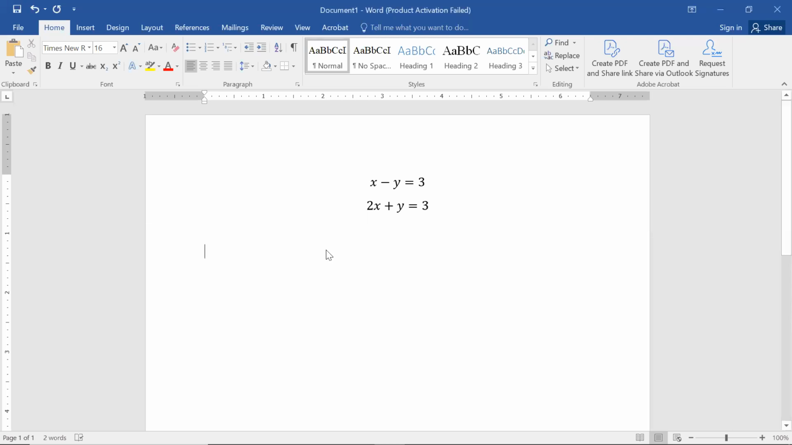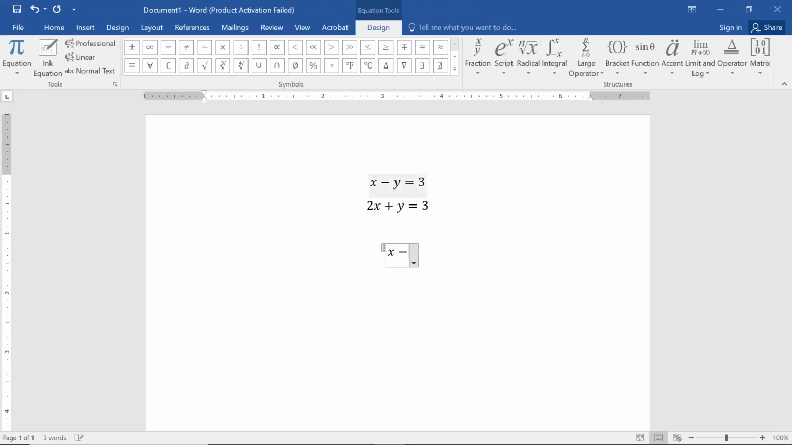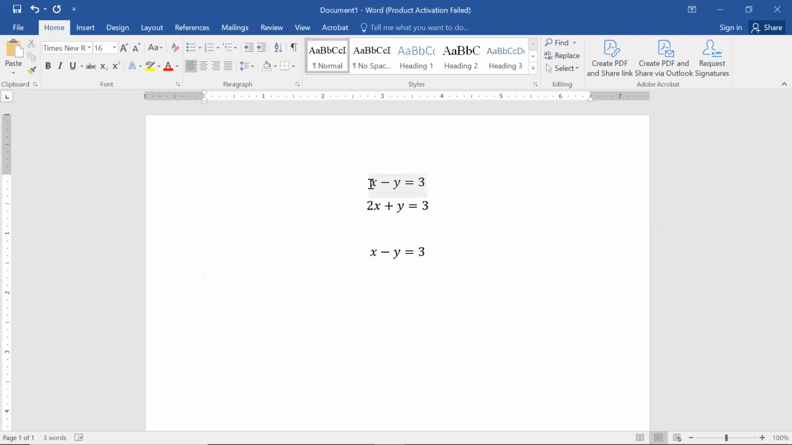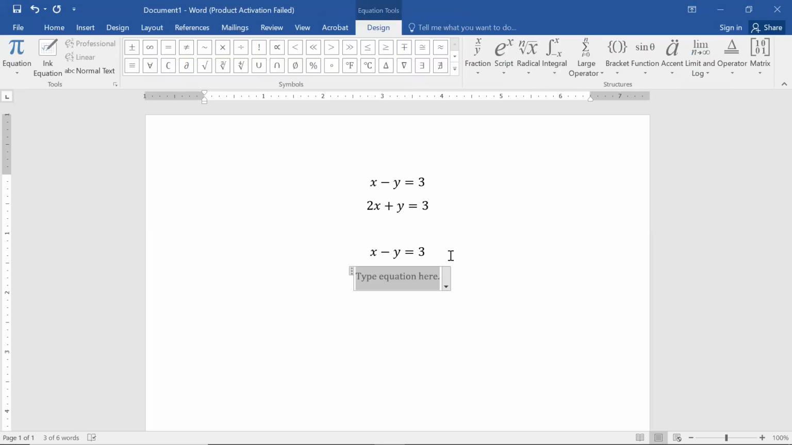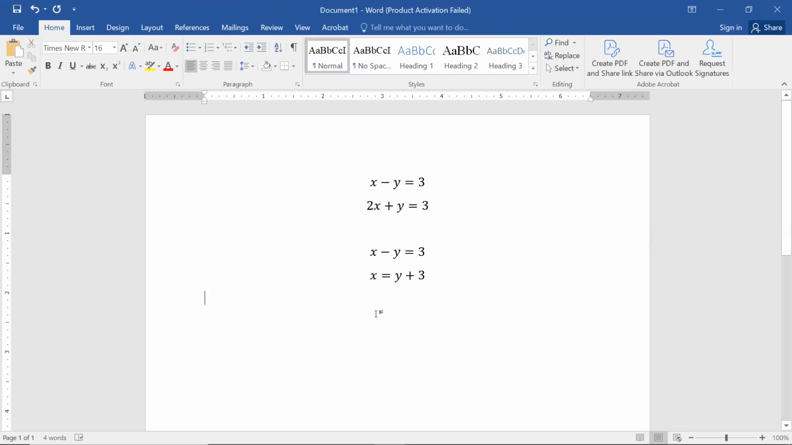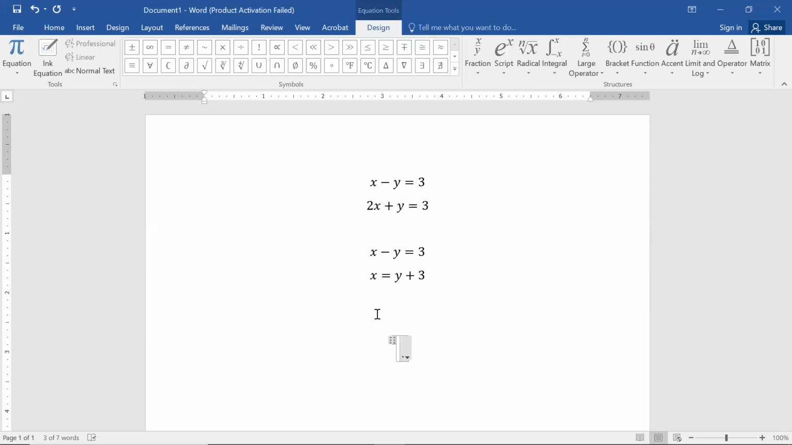So what I will do is I will take this first equation, x minus y is equal to 3, and I will solve that one for x. It'll probably be easy to solve for x. If I add y to both sides, I get x is equal to y plus 3. So now that's my first equation. So I replace that first equation in the system with x is equal to y plus 3.